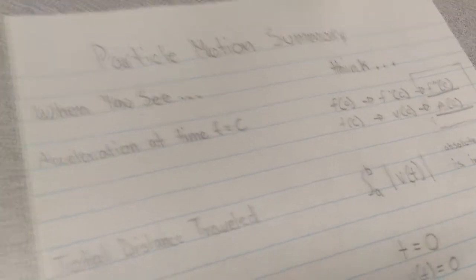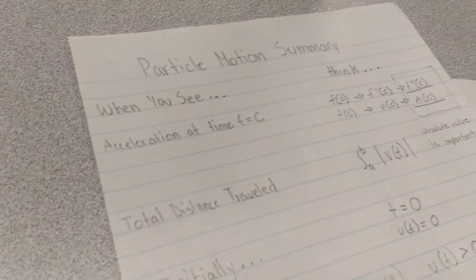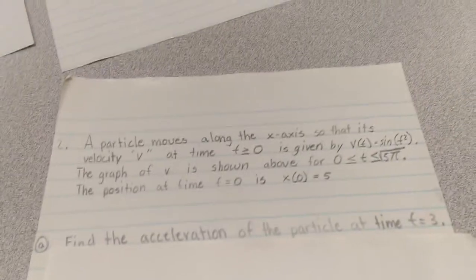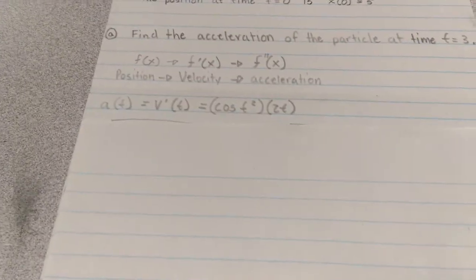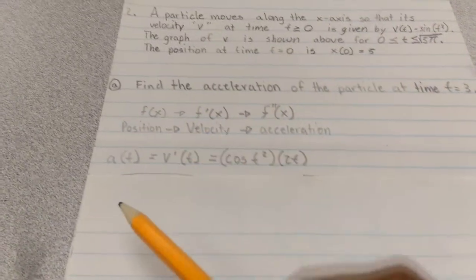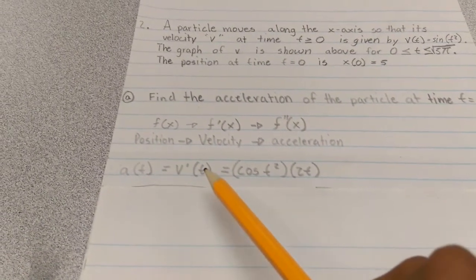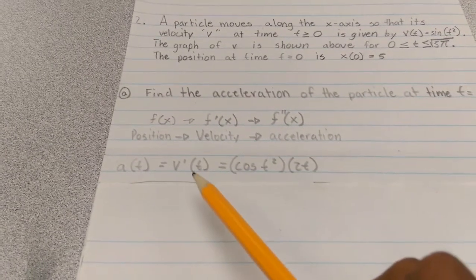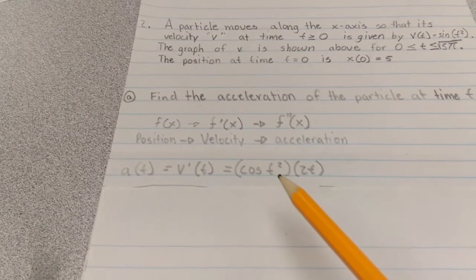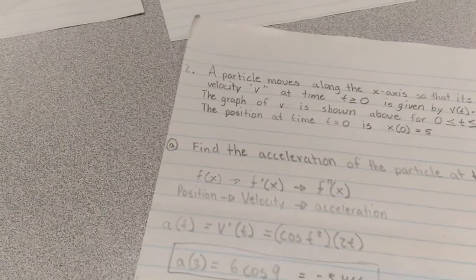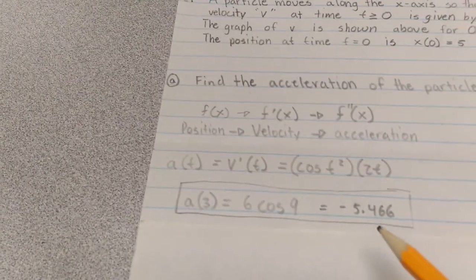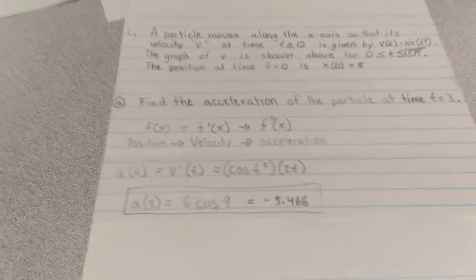So we know that acceleration at time t equals c is the derivative of velocity. And since velocity is given, we find the derivative. To find acceleration, we find the derivative of velocity, and that's cosine t squared times 2t. And when you work all that out, you get negative 5.466.